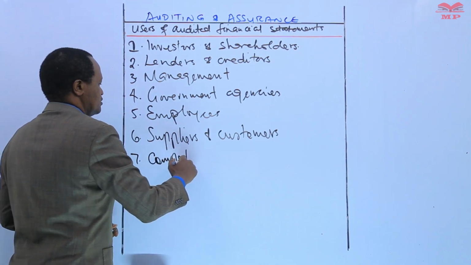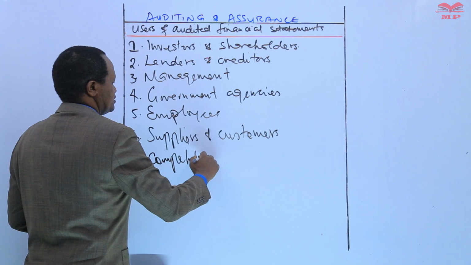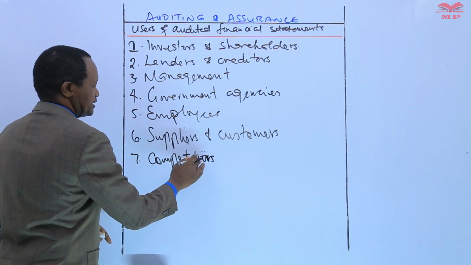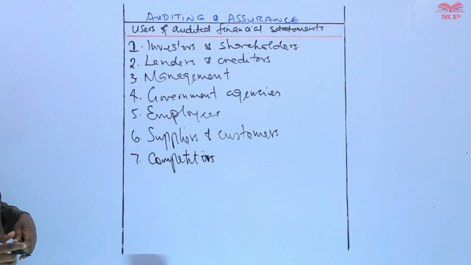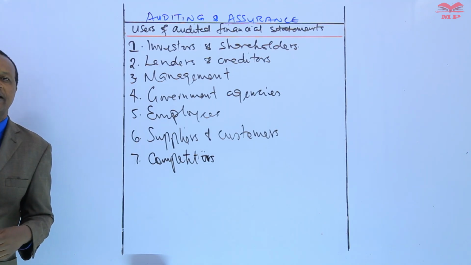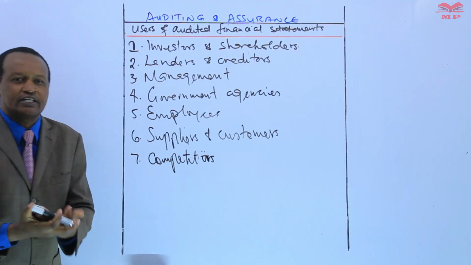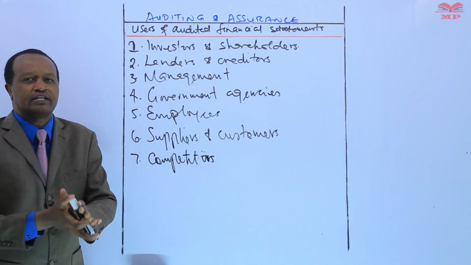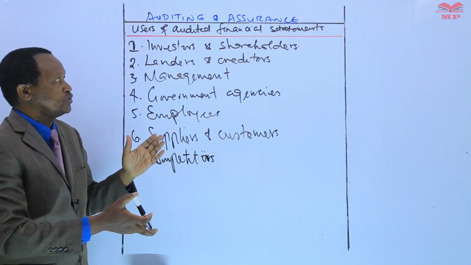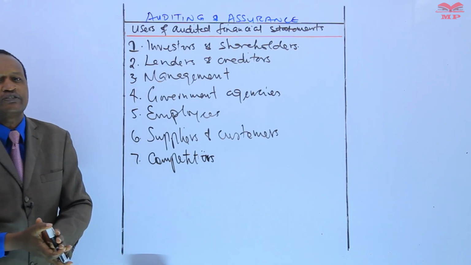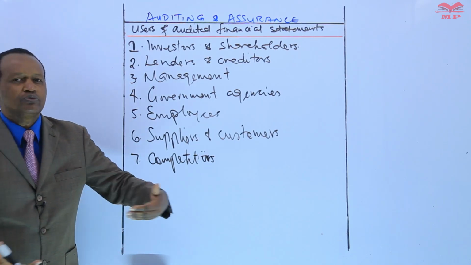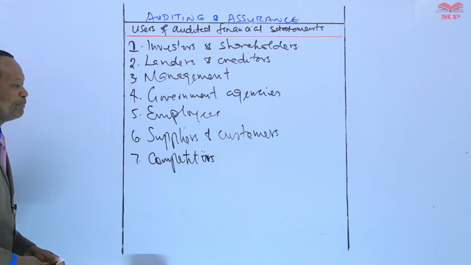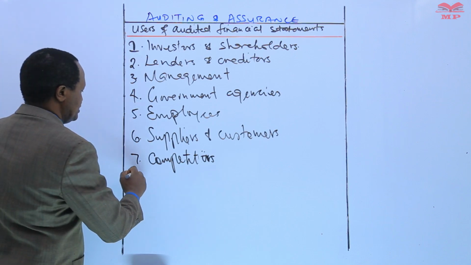Number 7, competitors. Competitors may analyze a company's financial statements for the purposes of benchmarking their own performance. They may also use these financial statements to identify areas where they can improve and also develop competitive strategies. Competitors.